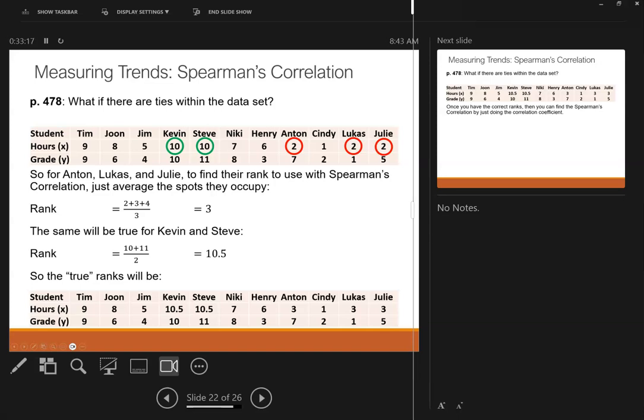Just because these guys were tied for second place doesn't mean that's going to be the rank number. That's their order. To get their rank, I have to average the places that they are occupying, so 2nd, 3rd, and 4th. I take the average of those 3 places, and that's their rank. Again, if you're at a track and field meet and you have 2 people tied for first in the high jump, they both don't get first place points. They get the average of the first and second place points.